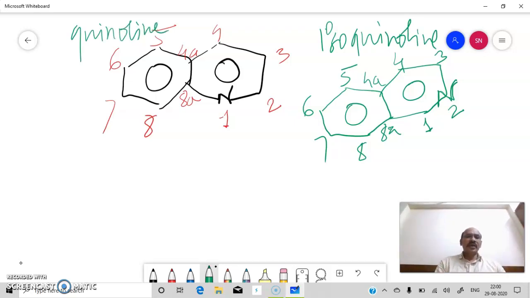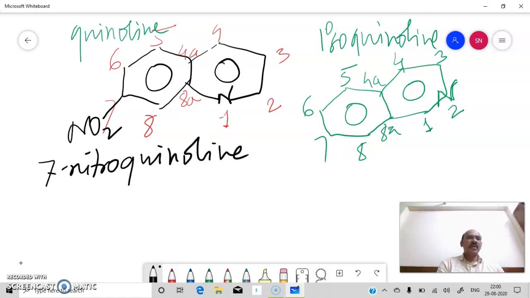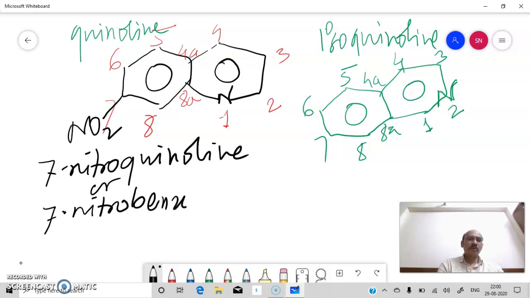Okay. So here I am connecting a substituent, suppose at the 7th position, a nitro group. So its name will be 7-nitroquinoline by one pattern. Alternatively, you can write it as 7-nitrobenzo B azine, since it is the B site of fusion. 7-nitrobenzo B azine.